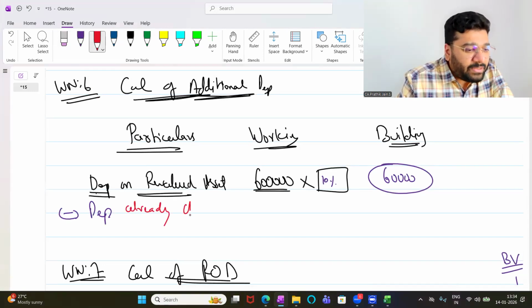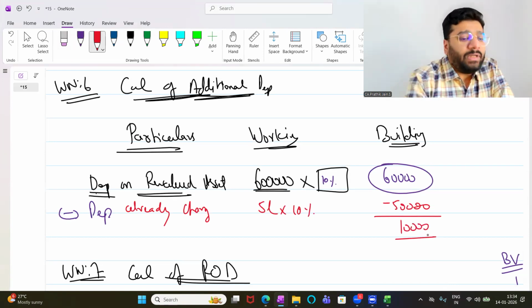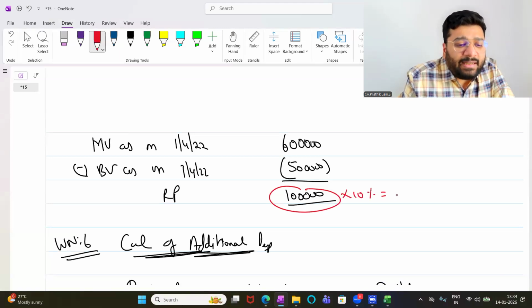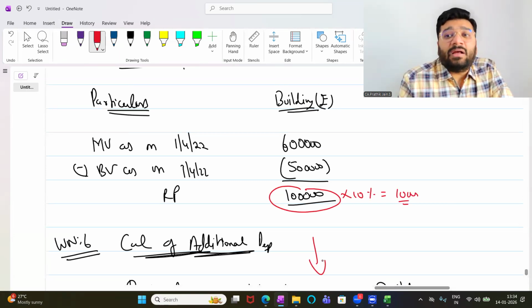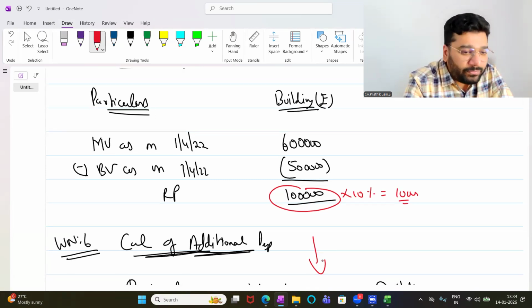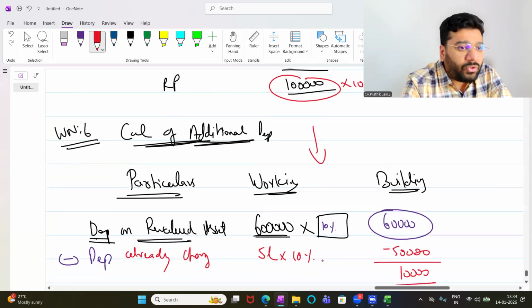Depreciation already charged. Already charged is how much? 5 lakh into 10%, which is 50,000. Depreciation already charged. So balance is how much? 10,000 rupees. Now you will tell, sir, so much drama. On this 1 lakh, just multiply 10%. I'll get 10,000. Why so much drama? Because in the next question, you'll have a problem. In the next question, the acquisition is happening in the middle of the year. There you will have a problem. Hence, to put this concept in your head, I'm putting this format for all of you. So, irrespective of what the question is, you have to strictly follow the format to not get confused.